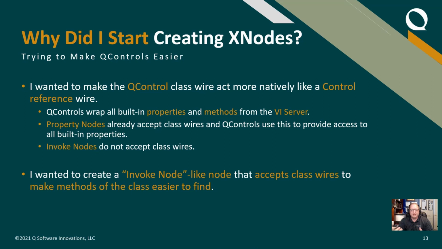Unfortunately, you can't do that with invoke nodes. They never implemented a way to be able to place an invoke node down, wire your class wire into it, and then see all of the methods of the class. So I wanted to create something that would allow you to do that, so that in my QControls, you could wire the QControl class wire into, I call it the class method node, and it will allow you to select the methods that are owned by that class. Makes the methods easier to find.